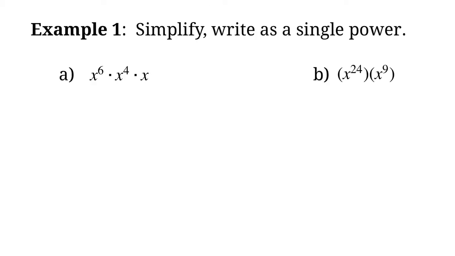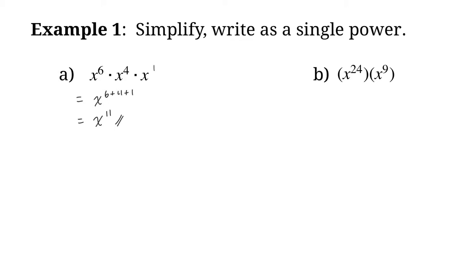In this first example, we need to simplify and write as a single power. So that means we need to have one base here. In the first one, we have x to the power of 6 times x to the power of 4 times x. Now this last x here has a power of 1. Since these all have the same base of x, we can just add exponents. So this just becomes x to the power of 6 plus 4 plus 1, which is just x to the power of 11.